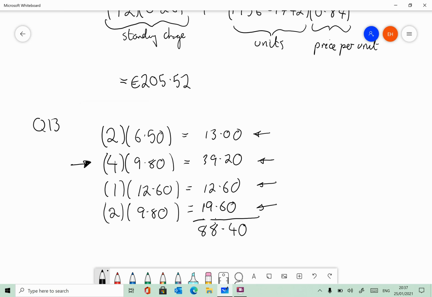Right, so to find the total this time, we have to add them all up. That looks even worse. 13 plus 39.20 plus 12.60 plus 19.60 equals 84.40. 84.40, and is this good? No, it's even worse.